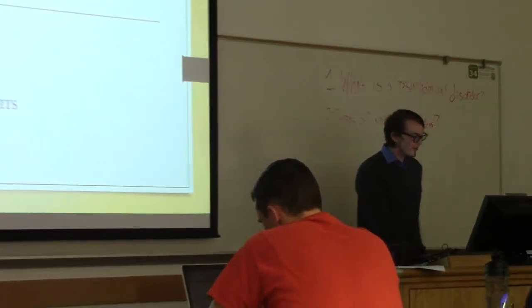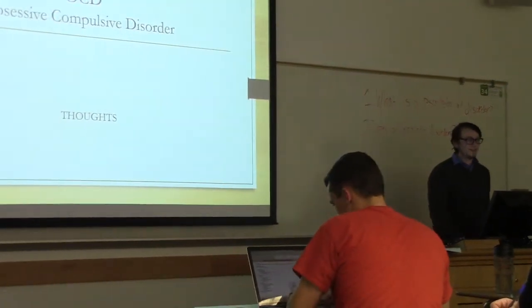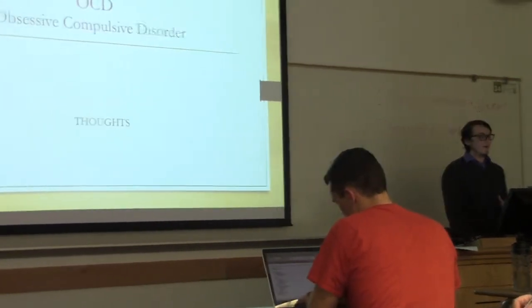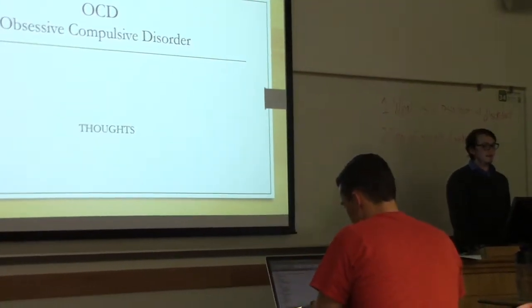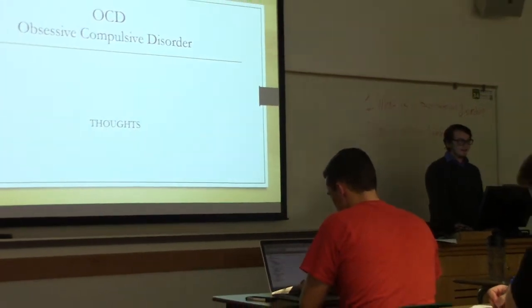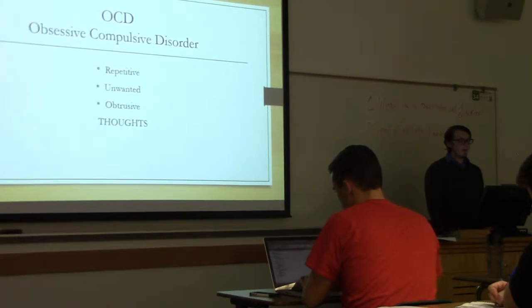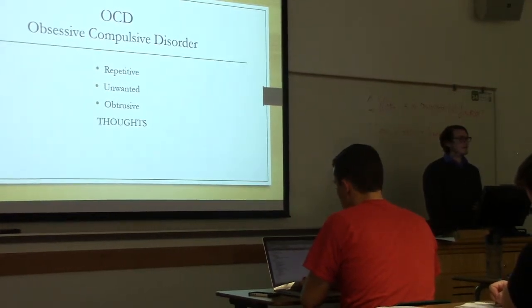Alright, so next we're going to talk about OCD. OCD, obsessive compulsive disorder, is characterized by two things: obsessive thoughts and compulsive behaviors. An obsessive thought is something that's repetitive, unwanted, or intrusive. It's a thought that you just can't get out of your head.